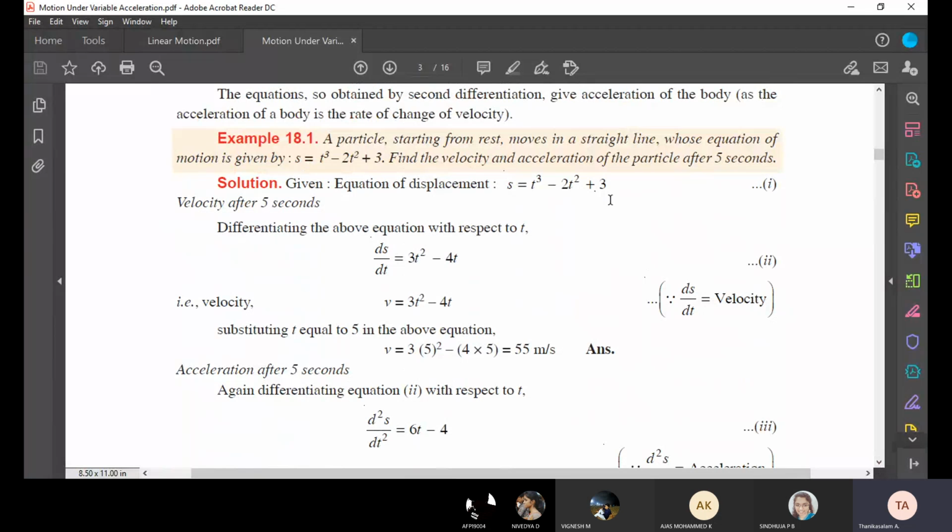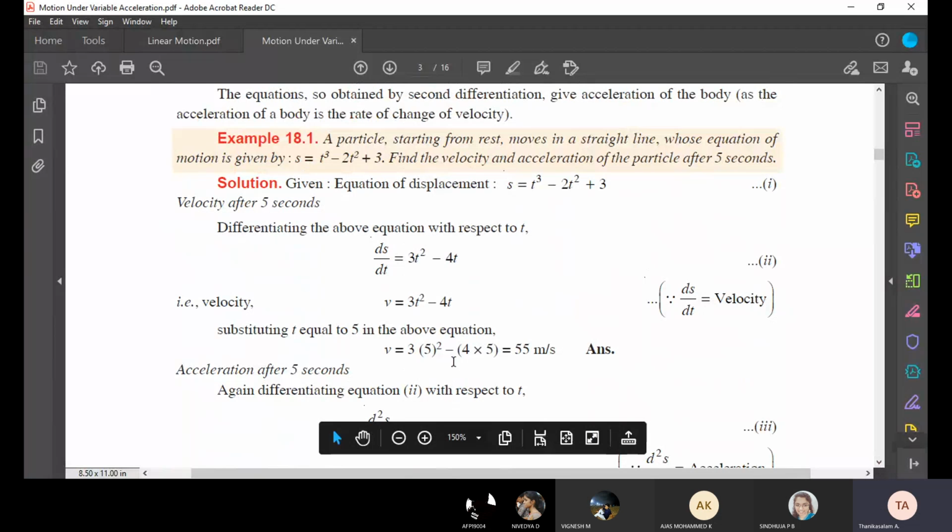Therefore, v equal to 3t square minus 4t. The t value given is 5 seconds. Now apply here. Therefore, v equal to 3 into 5 square minus 4 into 5. So 5 squared how much? 25, no? 3 into 25 how much? 75. 75 minus 20, 55.